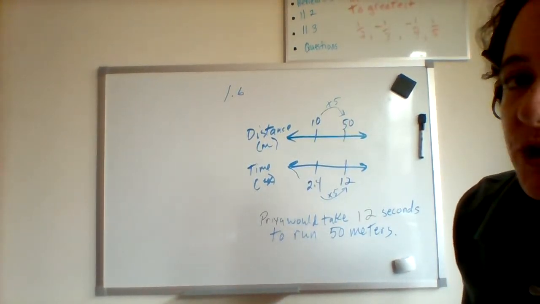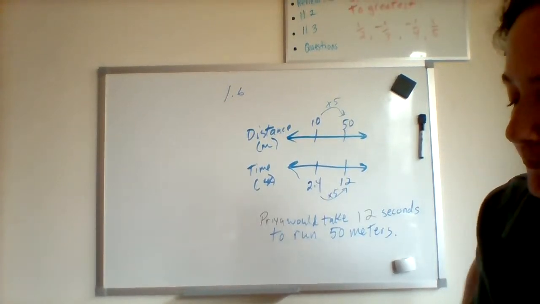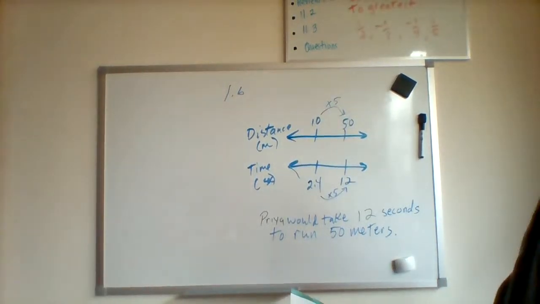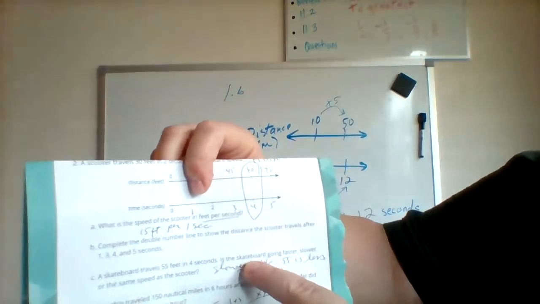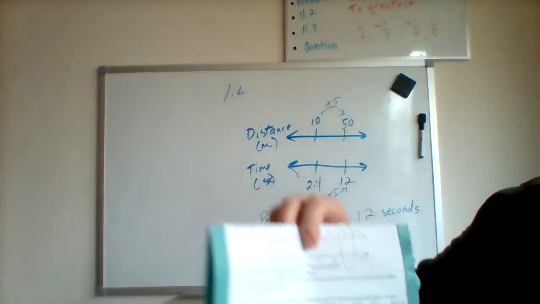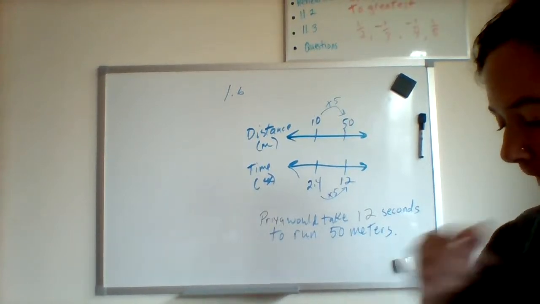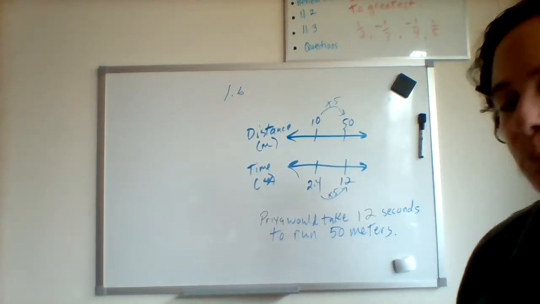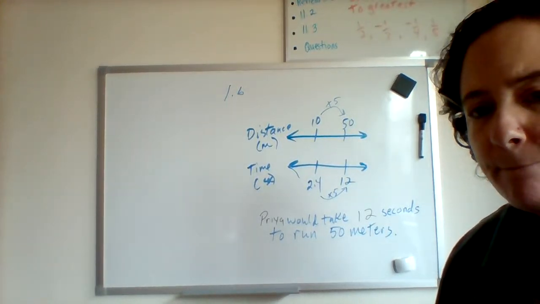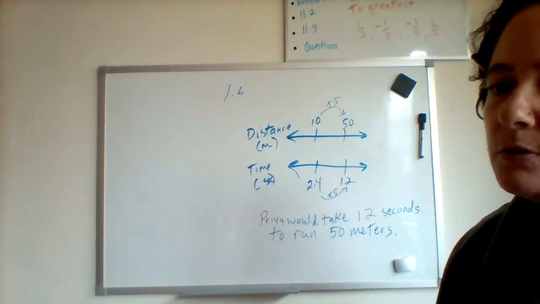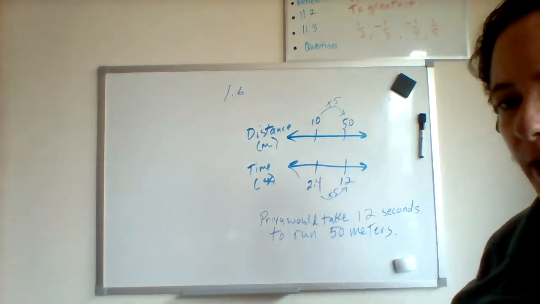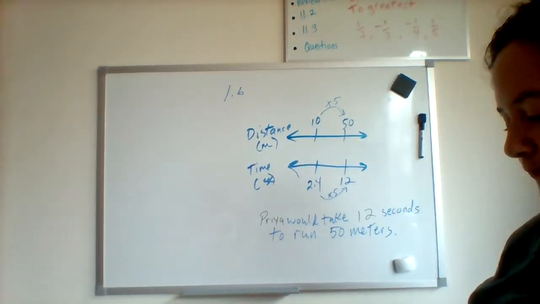So which one's going faster, the skateboard or the scooter? Hopefully you guys tell me that the skateboard is slower than the scooter because 55 is less than 60. Any questions on that, guys? Okay, cool. So let's go to number 3.